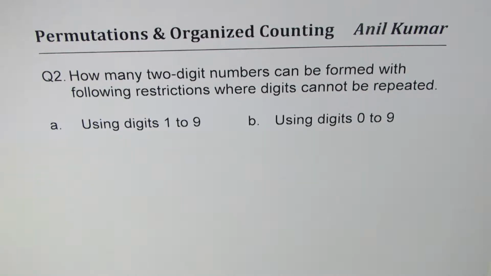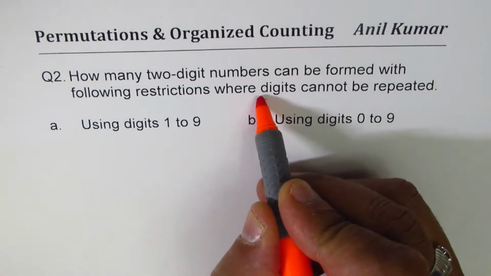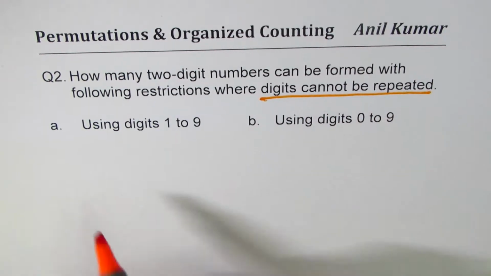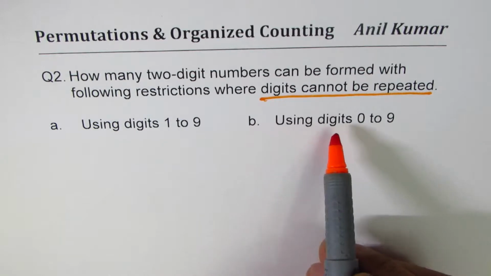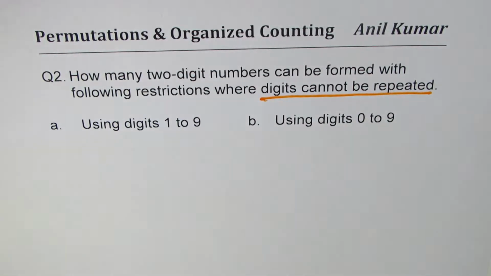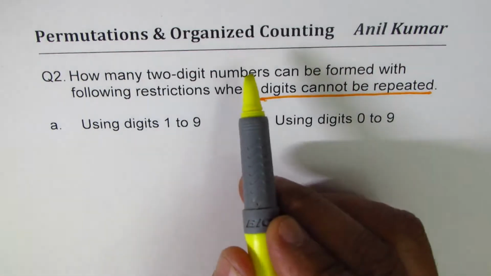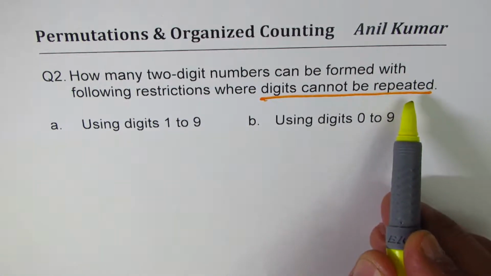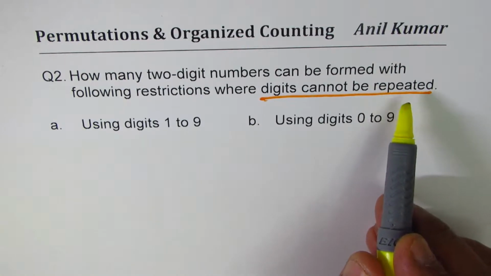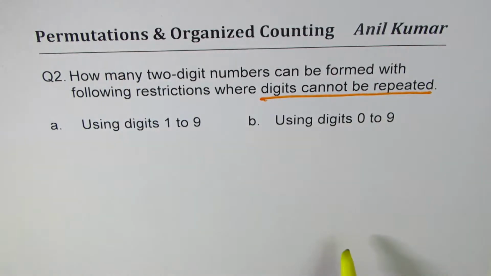Question number 2. How many two-digit numbers can be formed with the following restrictions, where digits cannot be repeated? A is using digits 1 to 9 and B is using digits 0 to 9. For such questions, since the digits are not being repeated, we can apply permutations also.